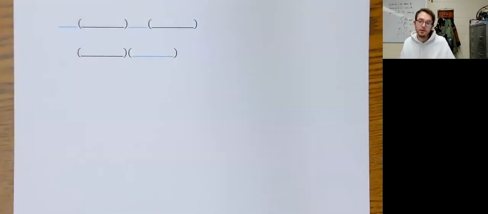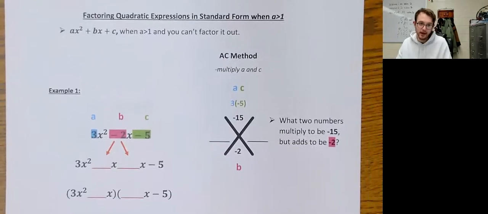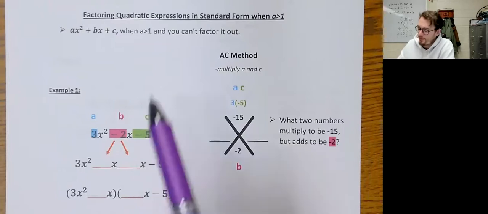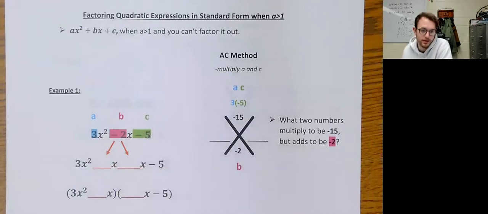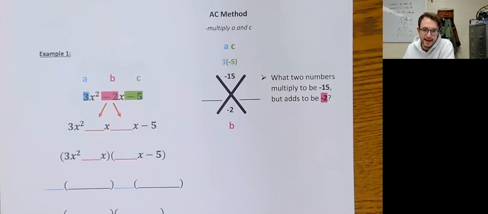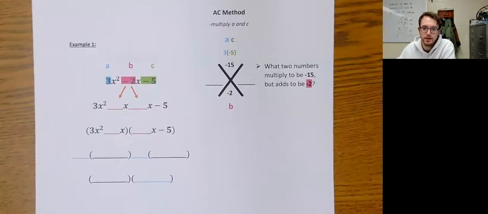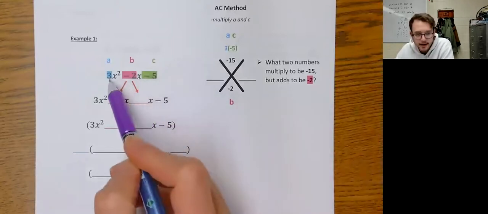Okay, now what happens when a is bigger than 1, but you can't factor it out? It's not a GCF. You can't just divide it out. So this is factoring a quadratic when a is greater than 1 and you can't factor it out. So we're going to be using the AC method. I'm going to zoom out, see if I can fit this whole problem in. Some of these problems get pretty long if you don't skip any steps, and I'm not skipping any steps in here.